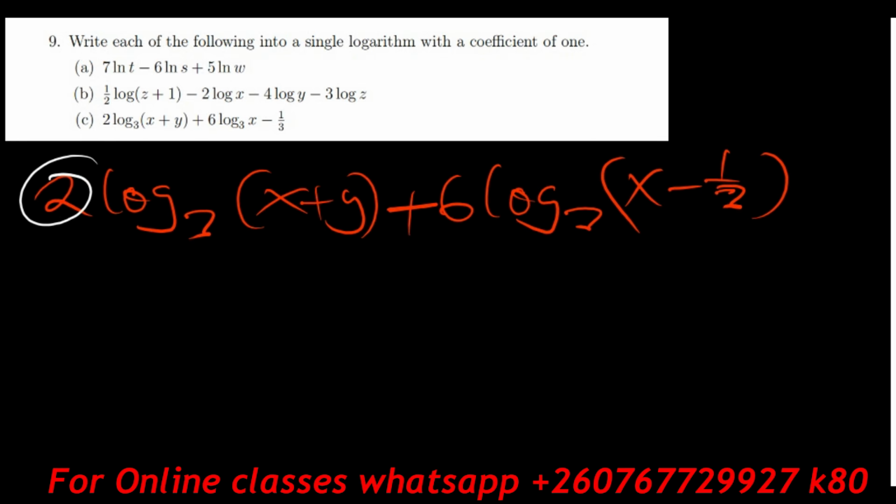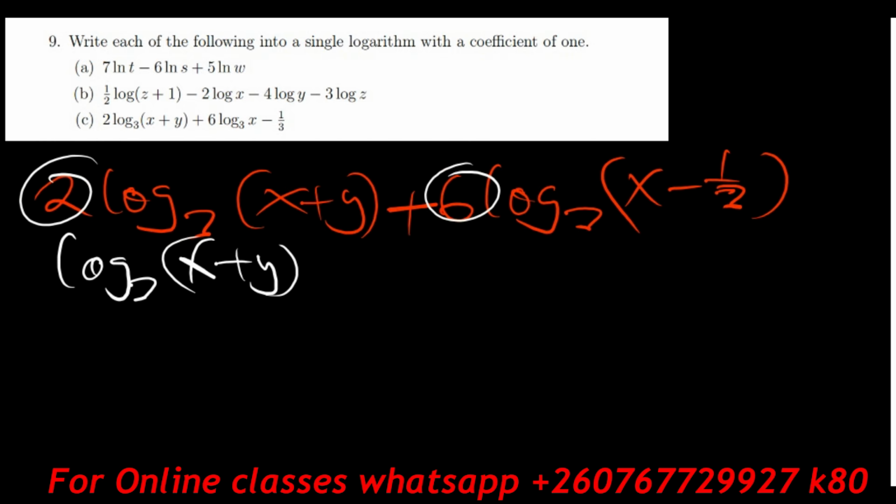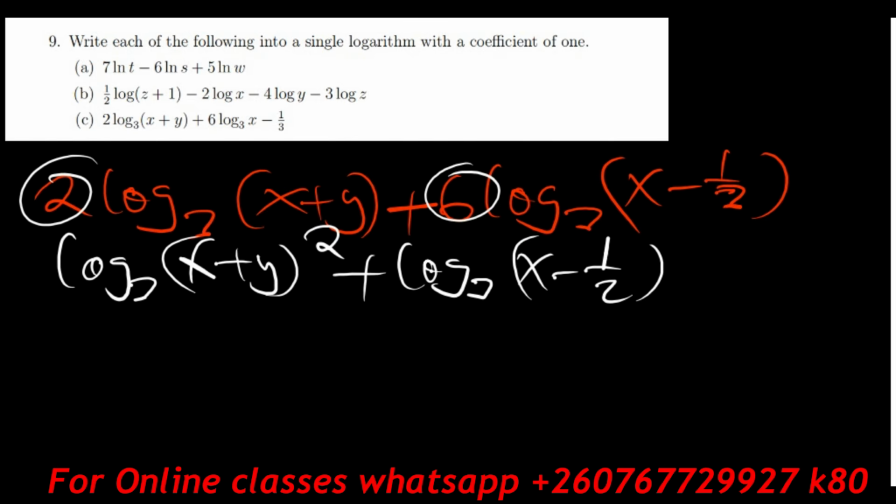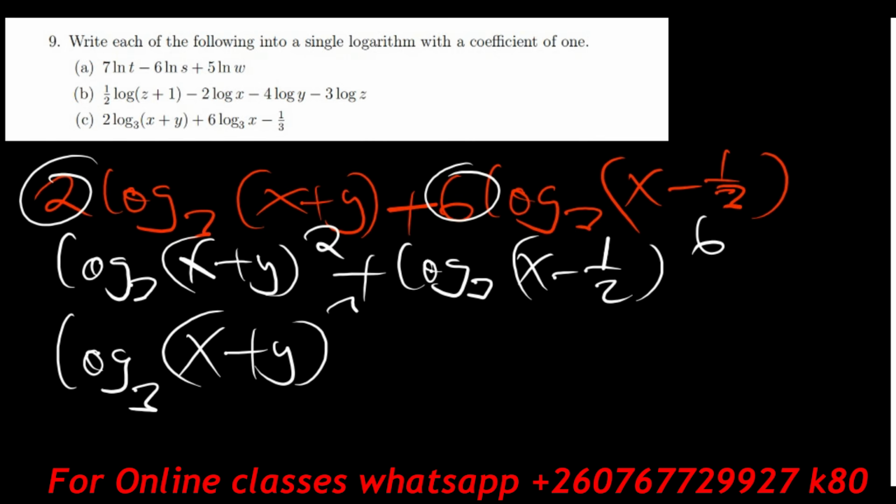You have to shift what is in front here to be the power. So I'm going to have log base 3 of x plus y to the power 2 plus log base 3 of x minus 1 over 2. This has to be the power 6. Let's now see. It is plus, so we have to do times, since there is plus. Log base 3 of x plus y to the power 2 times x minus 1 over 2 to the power 6. In this case, this is my answer.